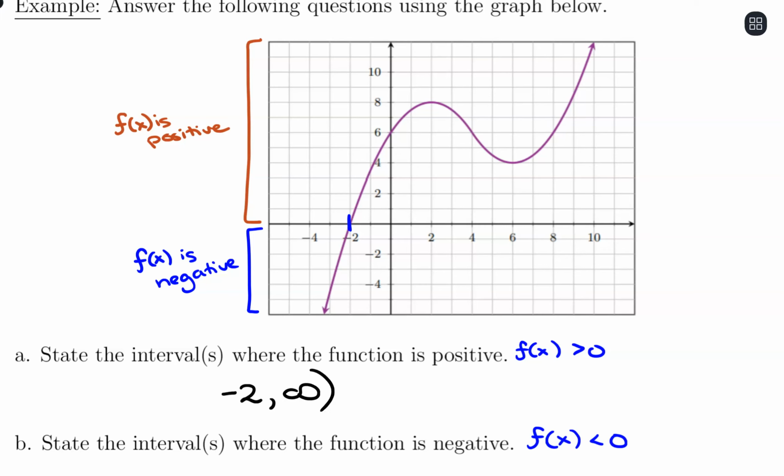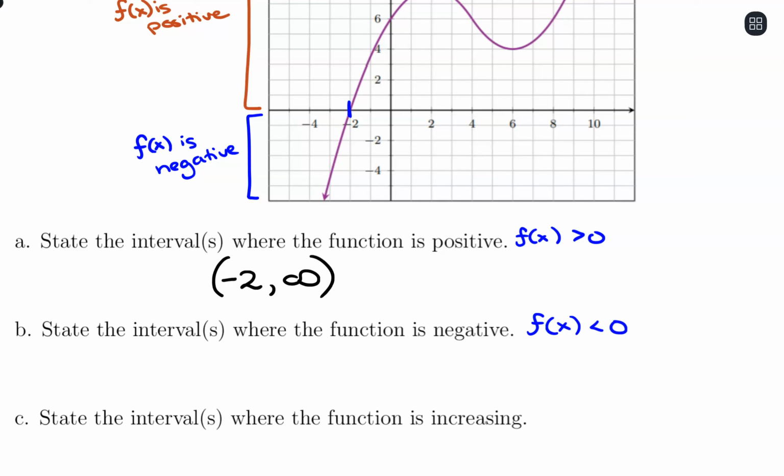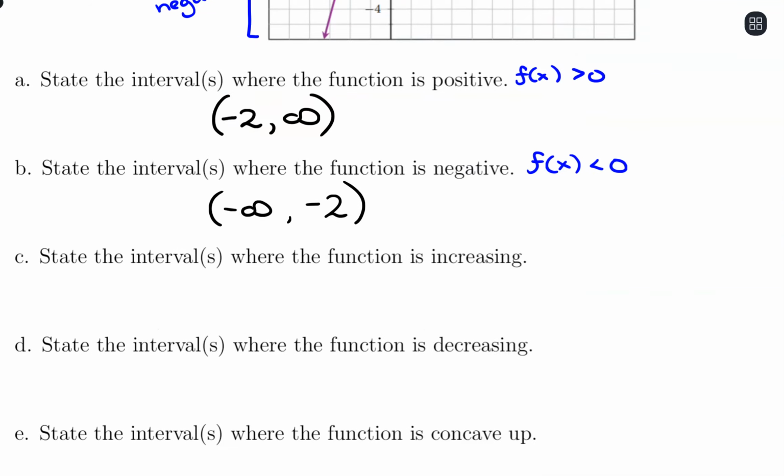We always use parentheses with infinity. We're also going to use parentheses at -2 because it isn't positive at exactly -2. Again, it's actually 0 there, but just to the right of -2, it starts to be positive. And in terms of negative, it's for all x values from negative infinity up until -2, again using parentheses because we don't want to include those endpoints.